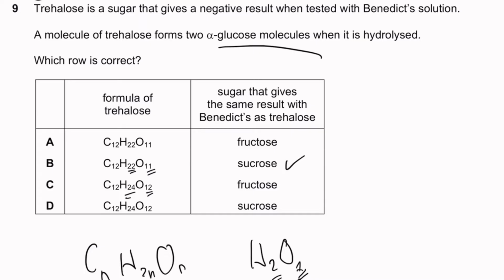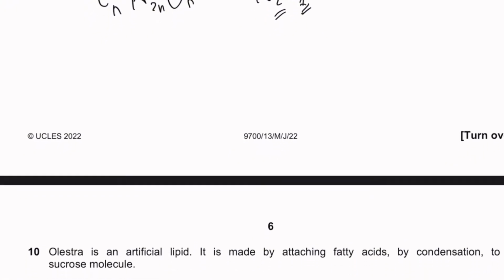And obviously it's the only other compound that we know of that is going to give you a negative result because it's a non-reducing sugar. So it's B.